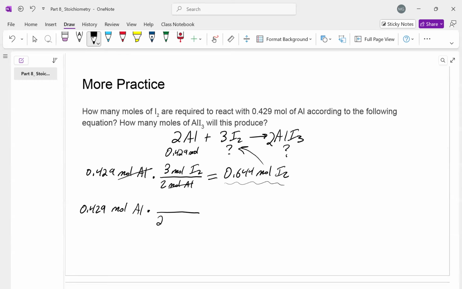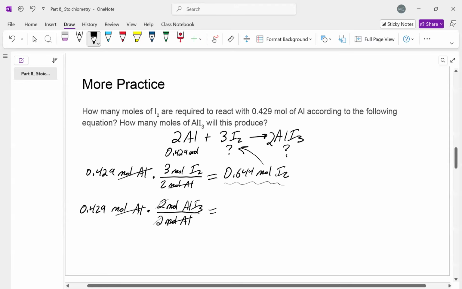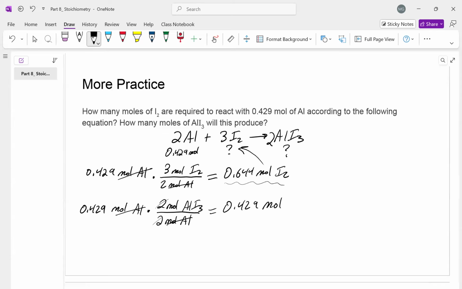Now again, I'm going to use the coefficients from the balanced equation. 2 moles of aluminum will make 2 moles of aluminum triiodide. Moles cancel out. I can cancel out the 2 and the 2 if you want. And so we get 0.429 moles of aluminum triiodide.